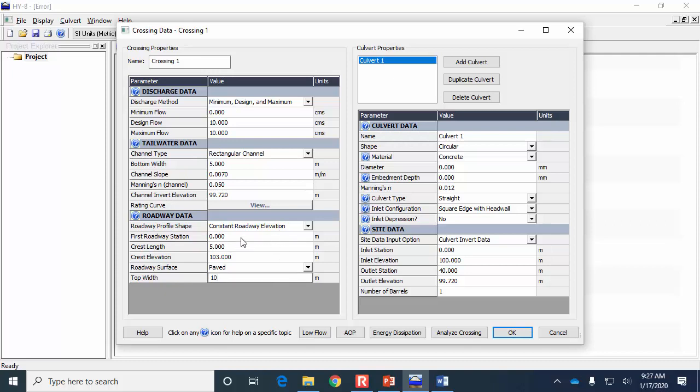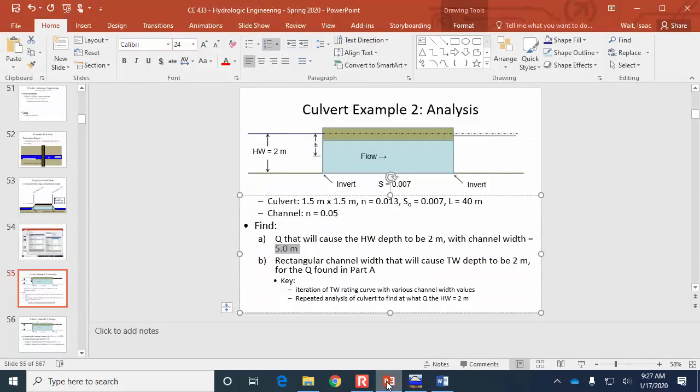Does everybody understand what I'm saying, why this doesn't matter so much? Because the question is just all about the headwater getting to 2 meters. And so we just need this height to be more than that, because we don't want to know what's happening with the overtopping. We just want to know what's the capacity of the culvert when the headwater is 2.